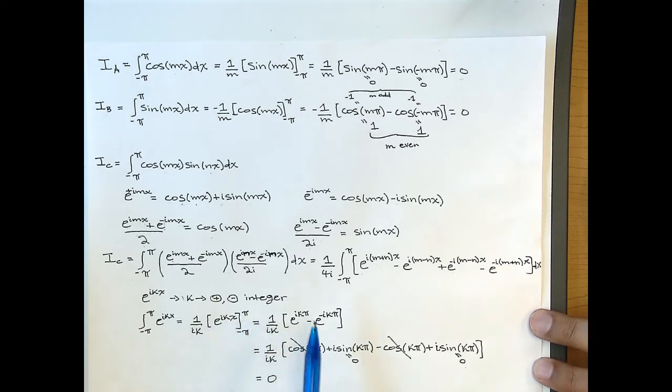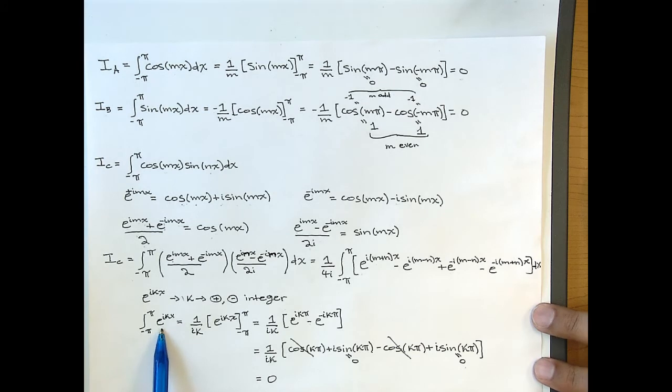All right, so here we just substitute the limits, and then we expand this using the Euler identity. Once we do that, you'll see that the cosine terms will cancel out, and the sine terms will go to 0, because the sine of any integer multiple of pi is just 0. So this whole integral will go to 0. What that means is that anything of this form, evaluated from negative pi to pi, over one period, will go to 0.